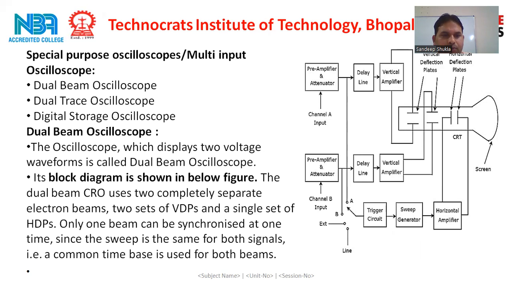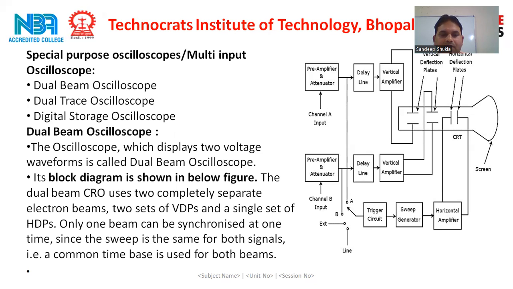In this oscilloscope, you can see the figure of a dual beam oscilloscope. An oscilloscope which displays two voltage waveforms is called a dual beam oscilloscope. Its block diagram is shown in this figure. The dual beam CRO uses two completely separate electron beams, two sets of vertical deflection plates, and a single set of horizontal deflection plates. Only one beam can be synchronized at one time.